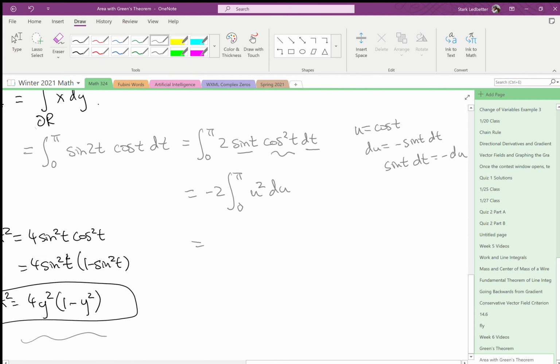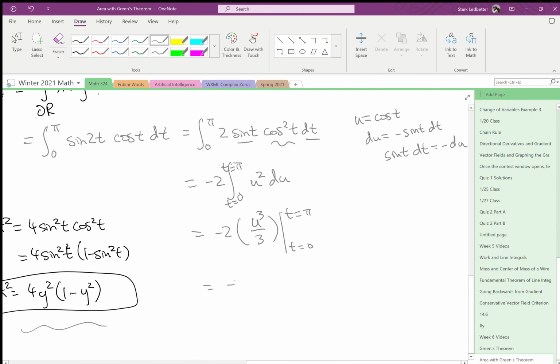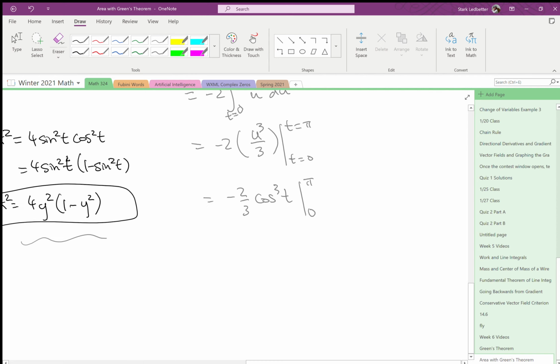So then negative 2, and these are still t bounds. I'm going to do u cubed over 3, going from t equals 0 to t equals pi, and then I'll plug cosine t back in for u. So I get minus 2/3 cosine cubed t going from 0 to pi. Cosine of pi is negative 1. Cubed is still negative 1. So I actually get a positive 2/3 minus a negative, so plus 2/3 cosine cubed of 0, which is 1 cubed, which is 1. So the answer is 4/3.